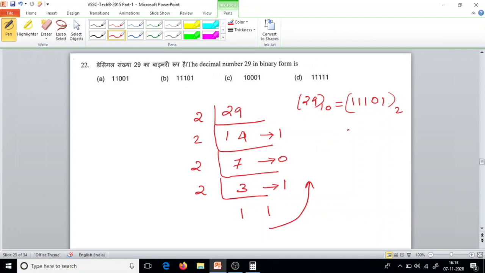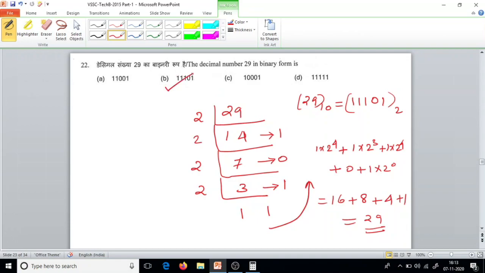Now let us check whether this answer is correct or not. 1, 2, 3, 4, 5 digits are there. So we start with n minus 1, that is 2 to the power 4. 1 multiplied by 2 to the power 4 plus 1 multiplied by 2 to the power 3 plus 1 multiplied by 2 to the power 2 plus 0 plus 1 multiplied by 2 to the power 0. That is 16 plus 8 plus 4 plus 1, 29. So the answer is correct. The answer is option B, 11101.